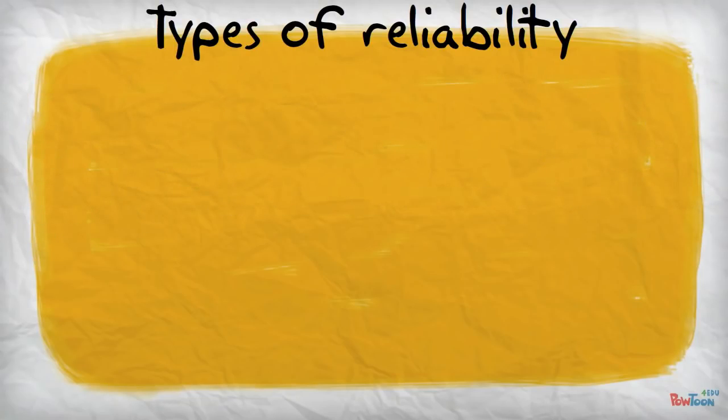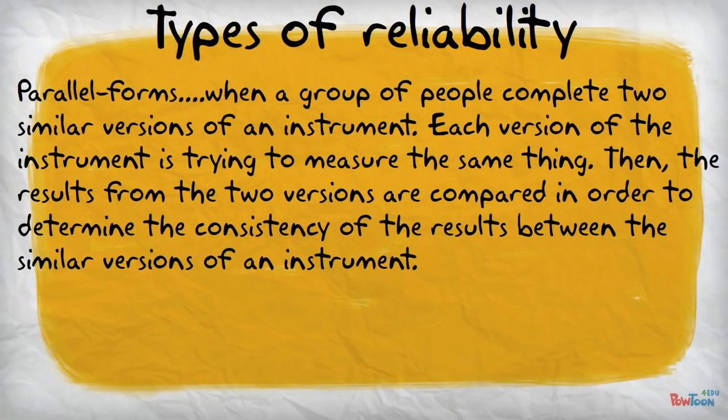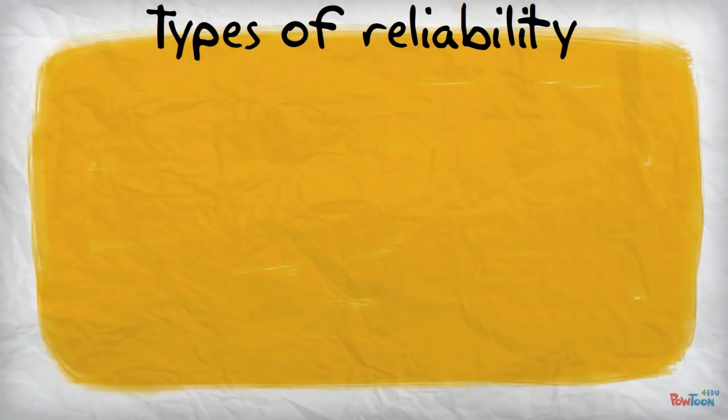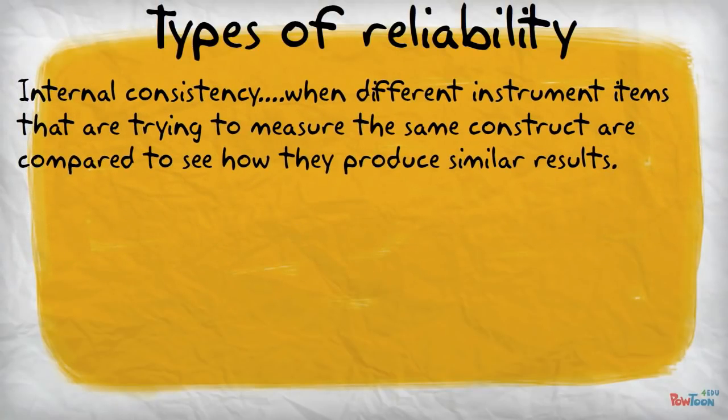The second is called parallel forms reliability. This is when a group of people complete two similar versions of an instrument. Each version of the instrument is trying to measure the same thing. Then the results from the two versions are compared in order to determine the consistency of the results between similar versions of an instrument. The third is internal consistency reliability.